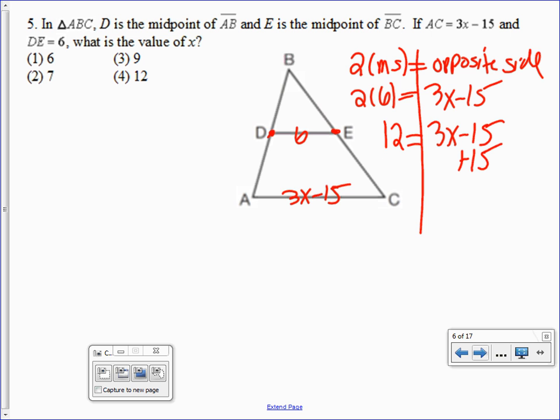Solve the equation. 3x equals 27. Divide by 3. X is 9. The question is asking for the value of x.